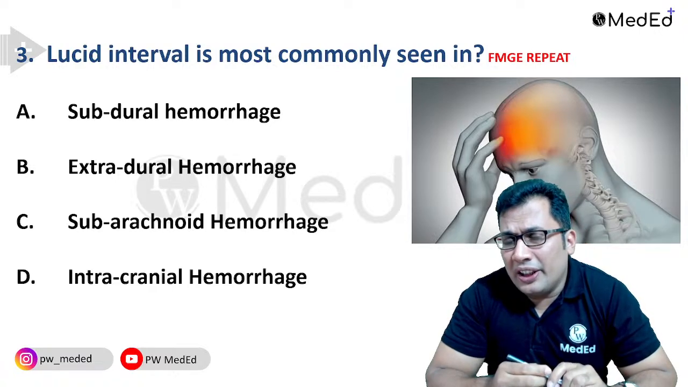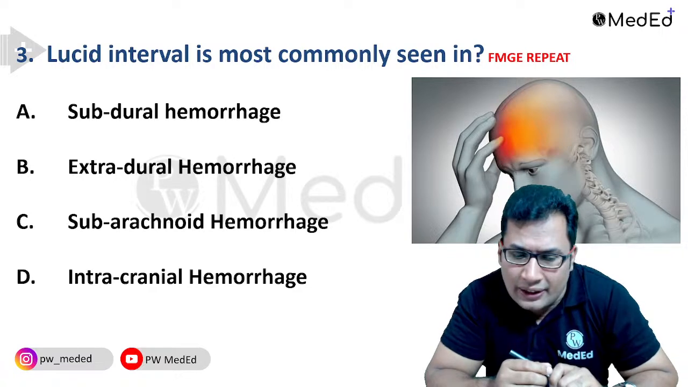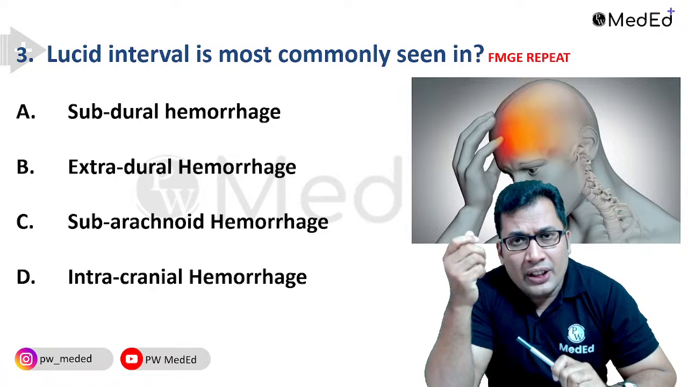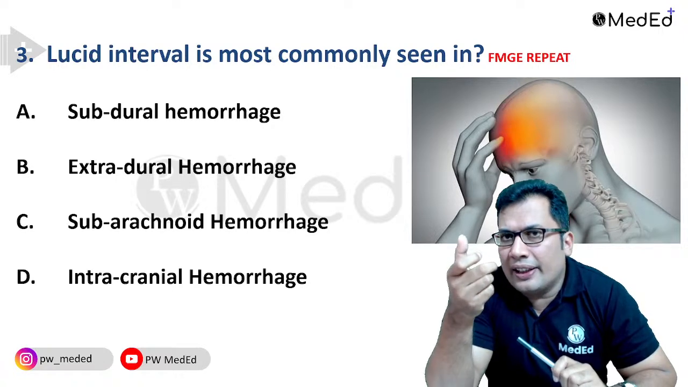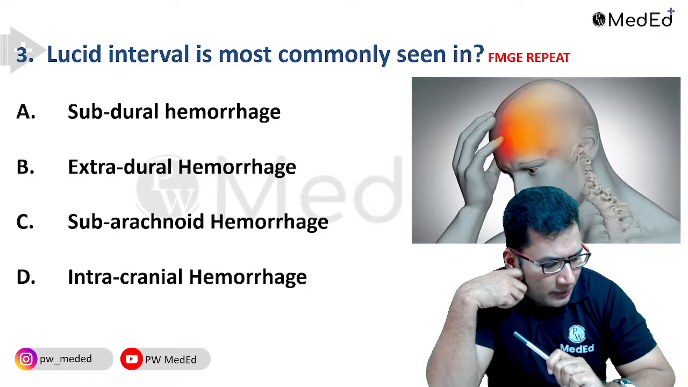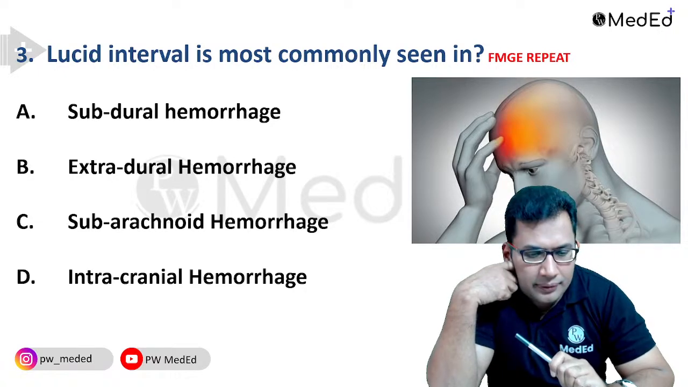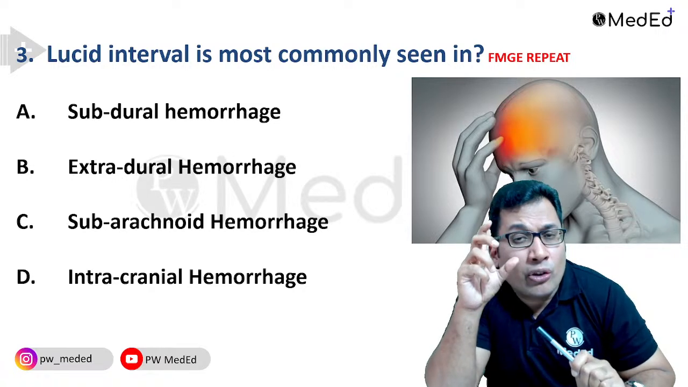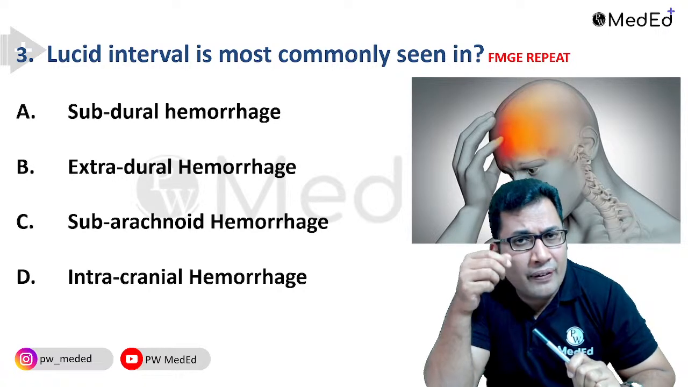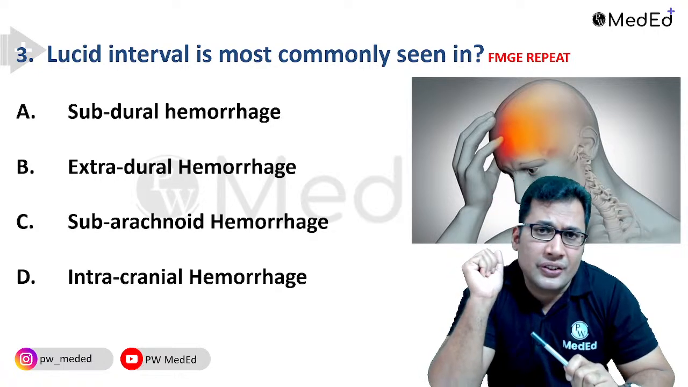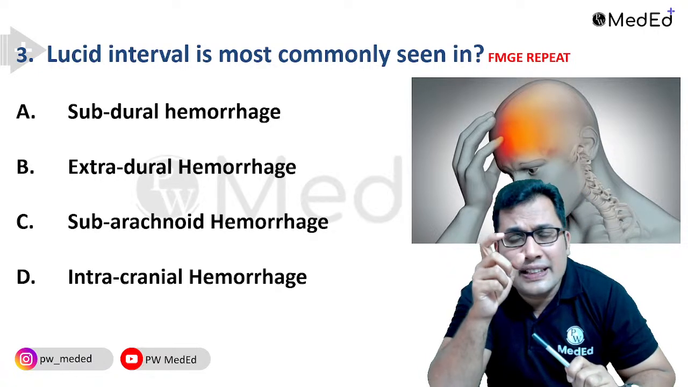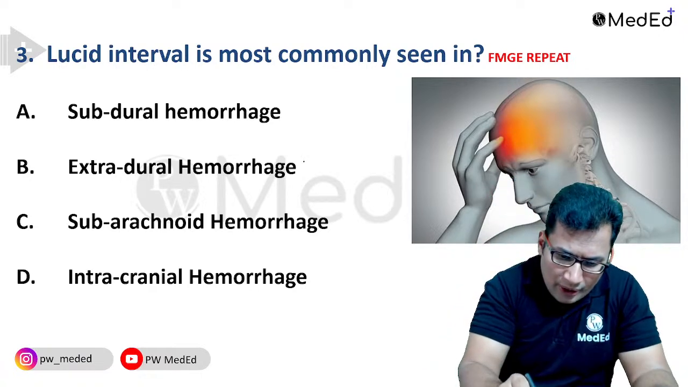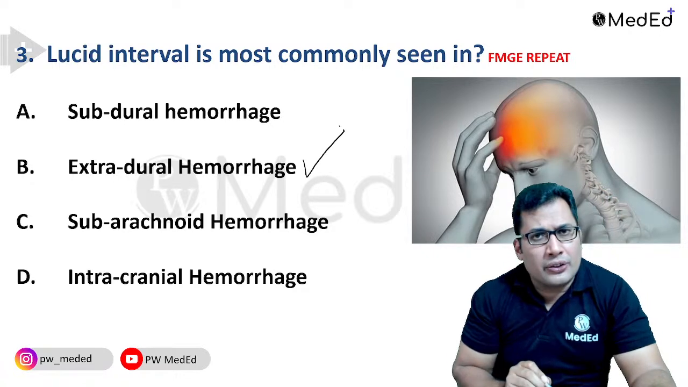Lucid interval is most commonly seen in. Options are subdural hemorrhage, extradural hemorrhage, subarachnoid hemorrhage, intracranial hemorrhage. What is your answer? Lucid interval is a period of consciousness between two periods of unconsciousness. It is classically seen in extradural hemorrhage. So your answer should be extradural hemorrhage.